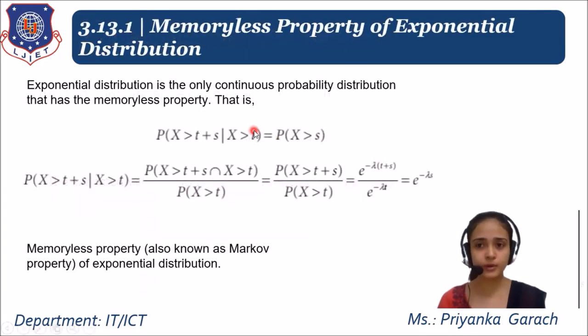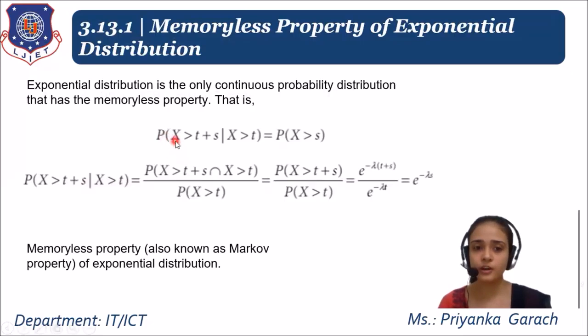Now the memoryless property of the exponential distribution. We have seen the memoryless property of a distribution in the discrete case, where there is only one distribution which follows the memoryless property. Which one was that? That was the geometric distribution, which falls under the discrete. Over here, this is the memoryless property of the exponential distribution, which falls under the continuous probability distributions. So this is the only continuous probability distribution that has the memoryless property, and the only discrete probability distribution with it is the geometric distribution.